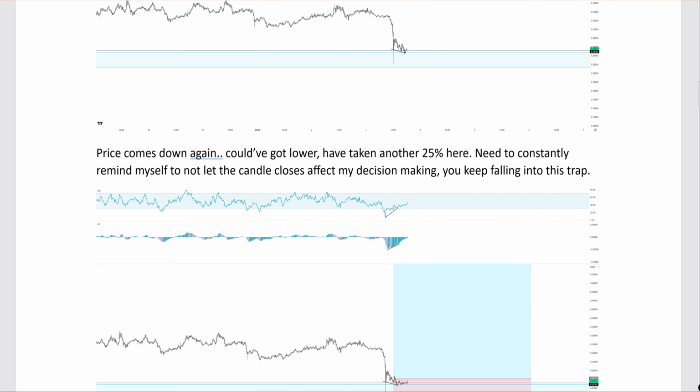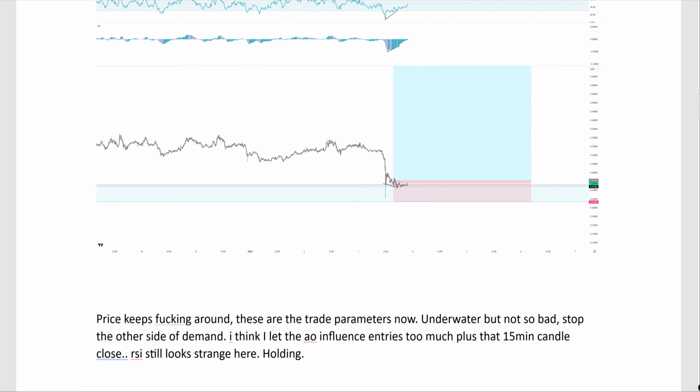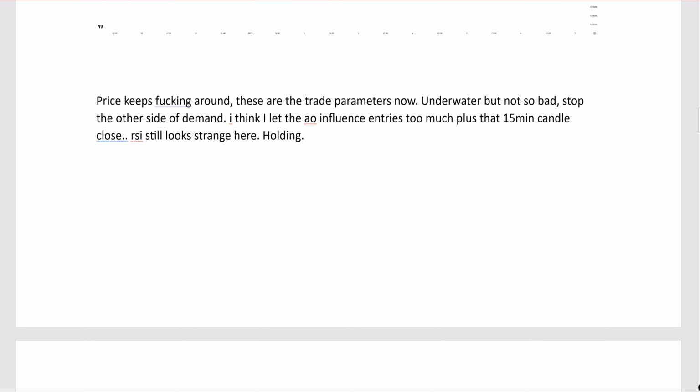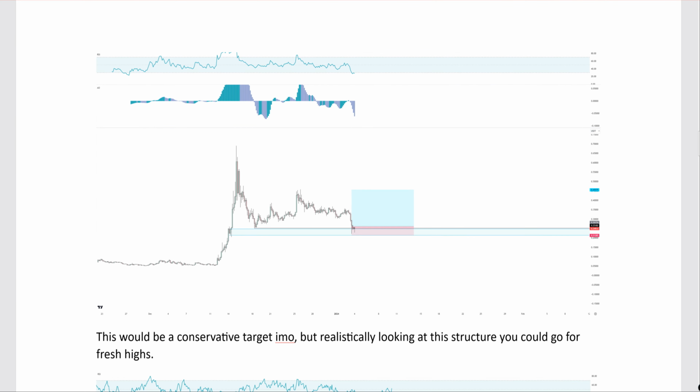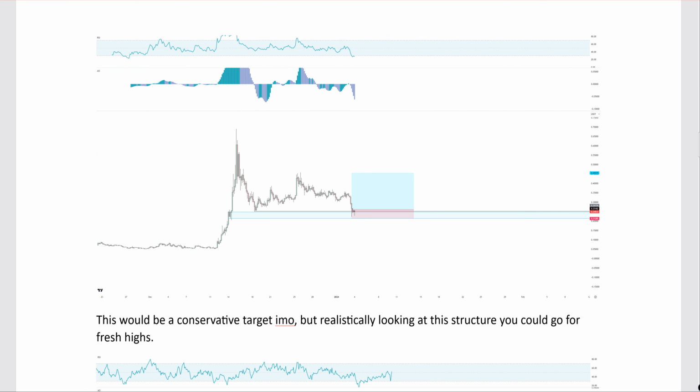So at this point, I am 75% in. So 75% into the trade. Still got another 25% to go. This would be a conservative target in my opinion, but realistically looking at the structure, you could go for fresh highs. Okay, so that's just a zoom out. I think this is the 4 hour we're looking at now. And you can see that I'm talking about this being a reasonable take profit, but given the general structure, we could also aim for a take profit at fresh highs as well.